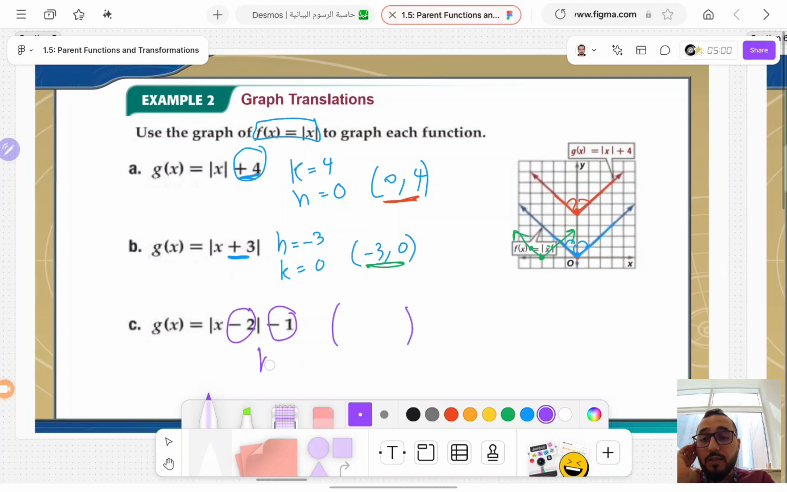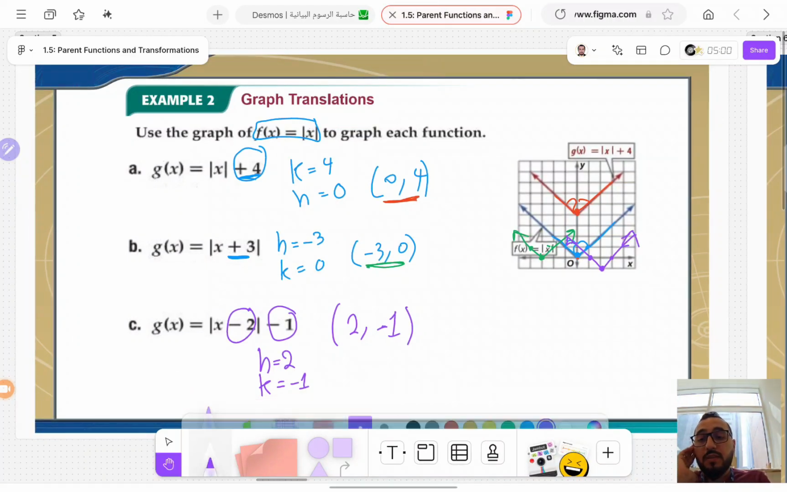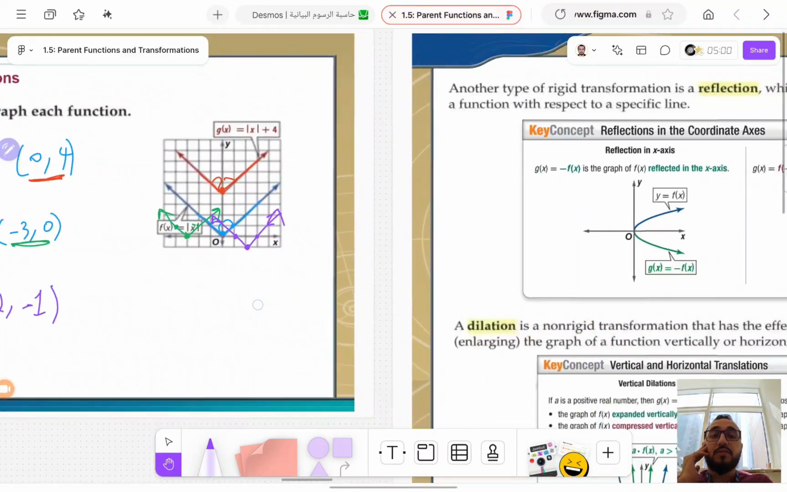Then the last one here, -1 is k, -2 is h. So now what is h? h is always the opposite sign, 2, and k is the same sign, -1, so 2, -1 is your h and k. So 2 to the right, -1 down, then one step up, one step to the right, one step to the left, then you graph the function. So this is how you can know the translation to the right or to the left.